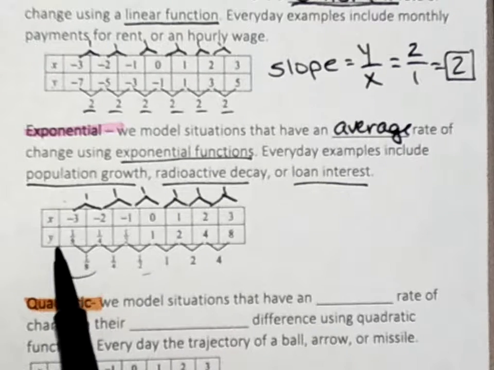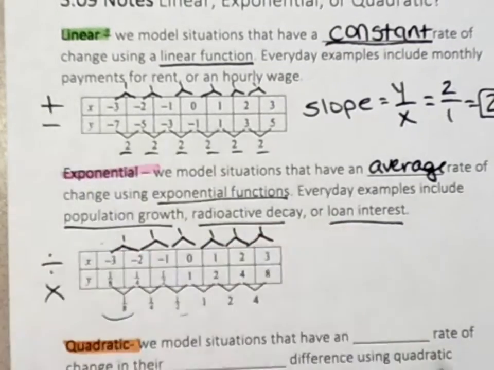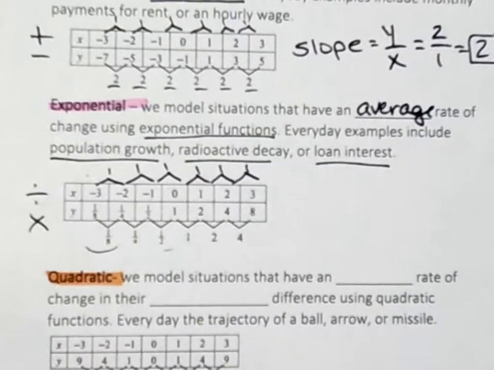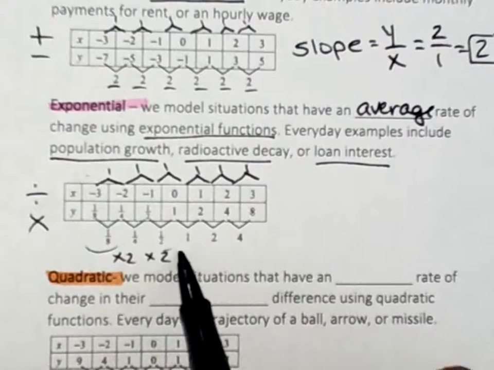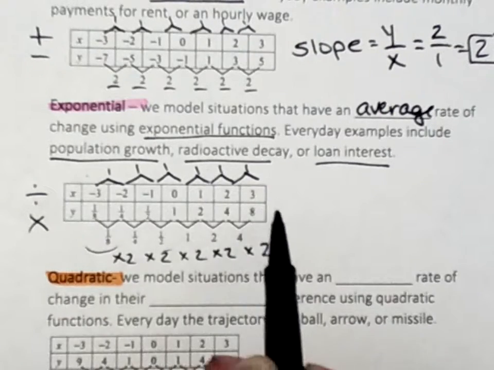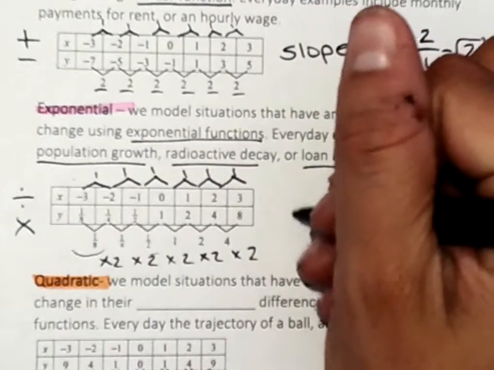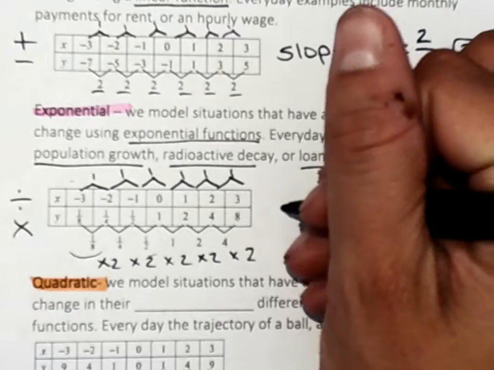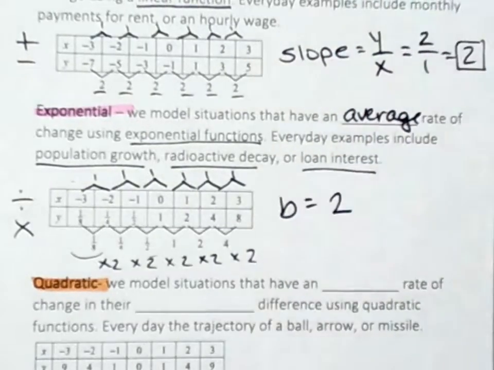So when it is multiplying or dividing, we think of exponential functions. When it's adding or subtracting, we think of linear functions. So if I were to multiply by 2 every time, that would demonstrate the pattern we see in the y-axis. So if we were to find the average rate of change, which is our b value, it would be 2.